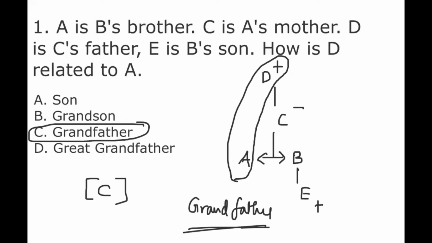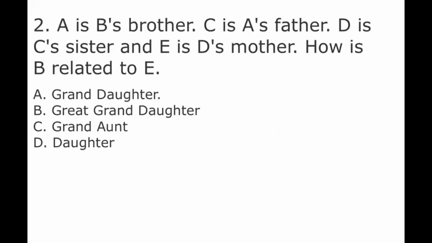Moving ahead. Let's look at question number 2. So A is B's brother. Let's draw the diagram simultaneously. Now A is B's brother. That means because they are siblings, I'll use this double-edged arrow to denote. Now C is A's father, and now it's the same. C is A's father, and I'll denote C with plus sign.